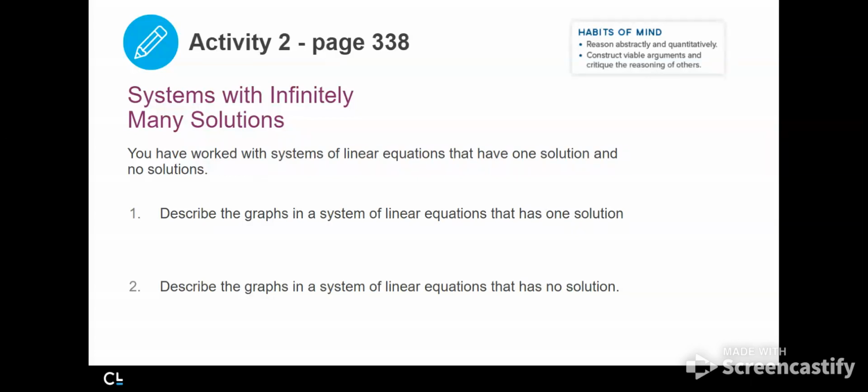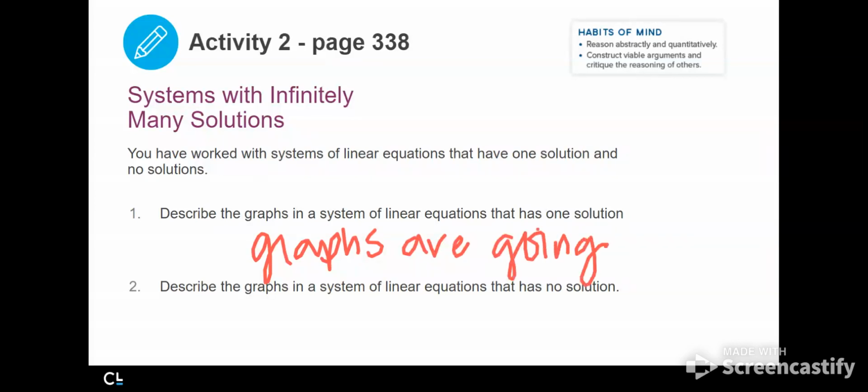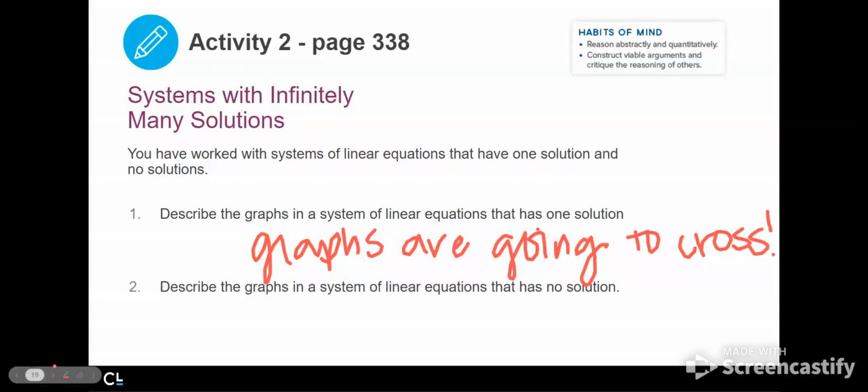So if they have one solution, the graphs are going to cross. My handwriting is not very good right now. Okay. Describe the graphs in a system of linear equations that has no solution. Well, we just talked about these yesterday. These are your parallel lines.